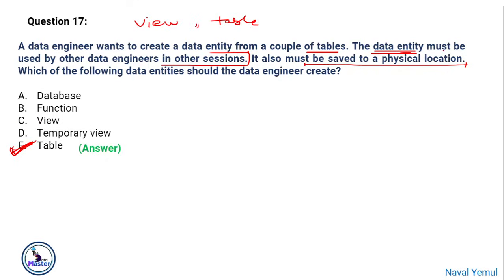And if they say that the data entity must be used by only one engineer in the same session, then it will change to temporary view. So there is a lot of confusion here between view and table. Looking at the question, they have to save it in a physical location. They did not mention anything about the storage, and they are saying that other data engineers should also use it in other sessions. So the only answer coming out is your table. So this is all about ETL, Spark SQL, and Python.